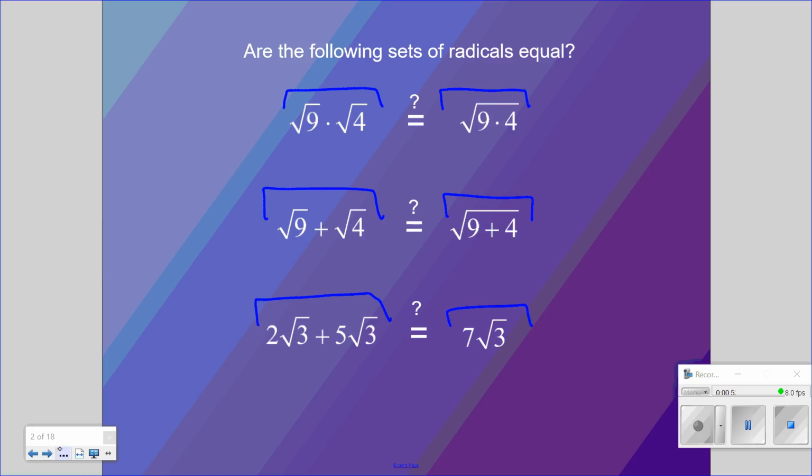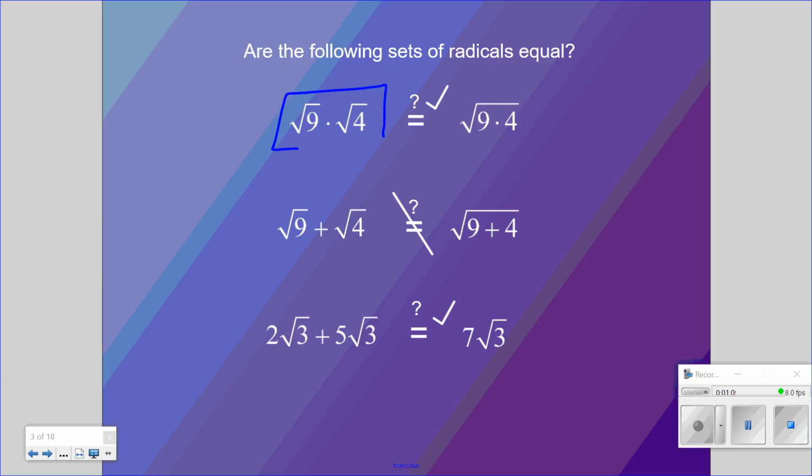Okay. So hopefully you went through and typed in the left sides and then all the right sides and found that in this first example, the square root of 9 times the square root of 4 is equal to the square root of 9 times 4. So because this remains true, we're going to be able to use a rule for when we're multiplying radicals together that we'll see in just a moment.